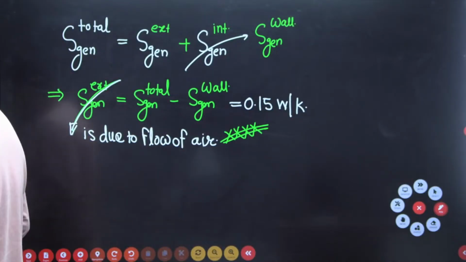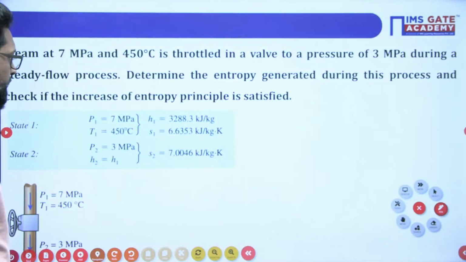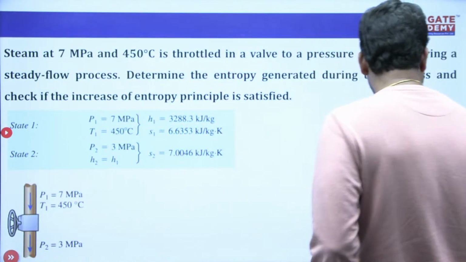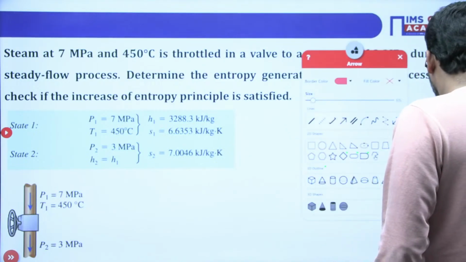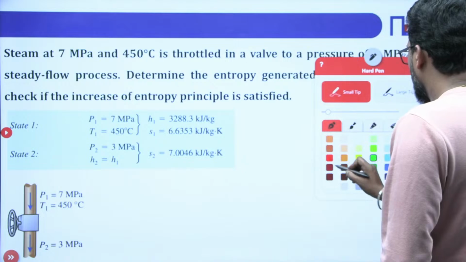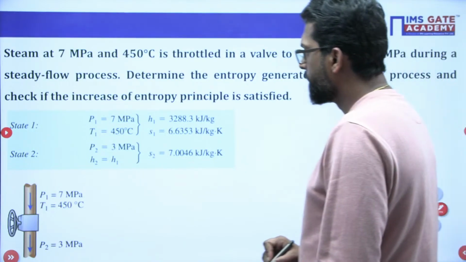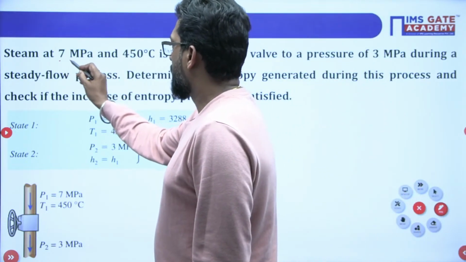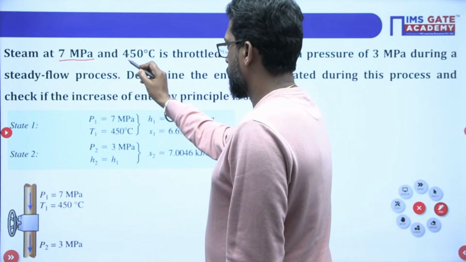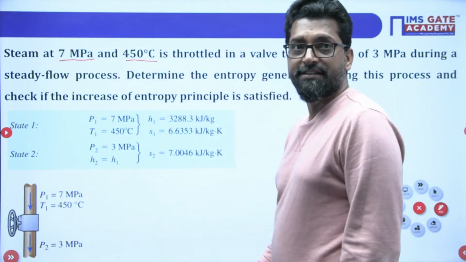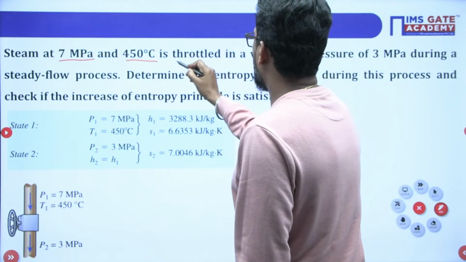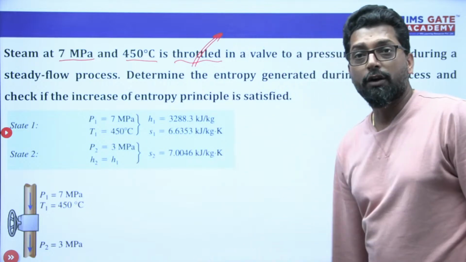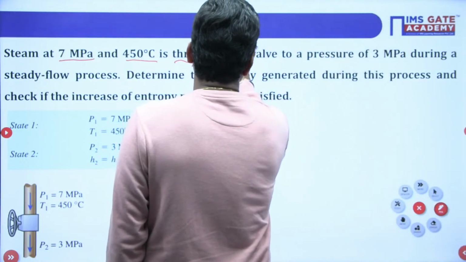Now we have to take the next problem. Please read this question carefully. See, steam at 7 megapascal, 450 degrees centigrade is throttled. What is throttling? That means expansion.